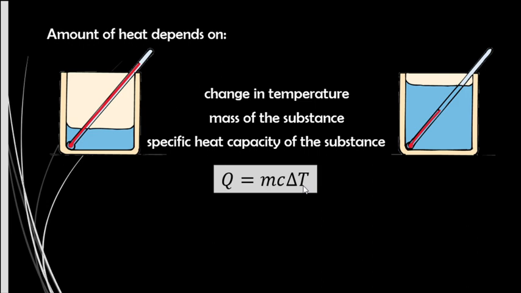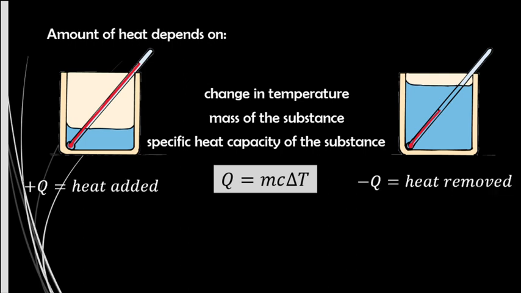Again, the amount of heat added will have a positive sign, and the amount of heat that is removed from our system will have a negative sign. To compute the amount of heat that is added or removed, we will use this general formula for heat, which is mcΔT.